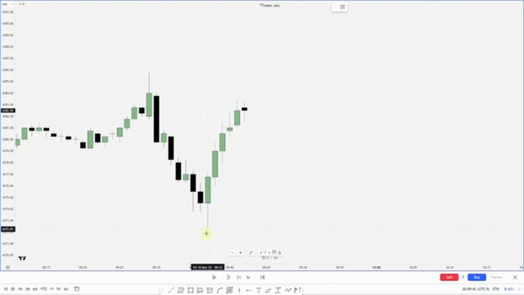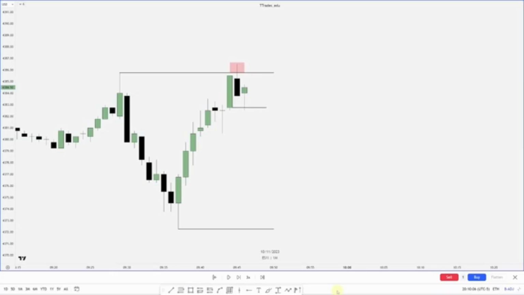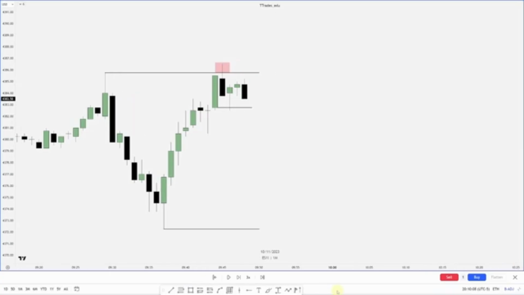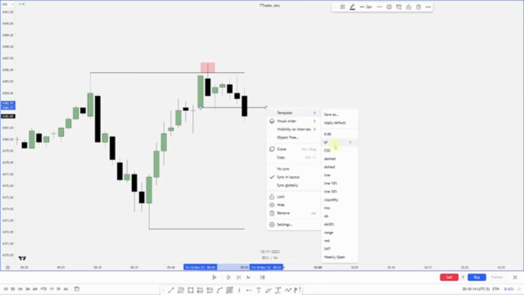So you can see right here we have created a range. So let's see what happens. You can see price is failing to displace out of this range, but that is the first thing, manipulation. The next thing I look for is a change in the state of delivery, so I would need price to close below this last up close candle. So you can see we have not closed below it yet. And there is our close below, so that is our change in state of delivery.